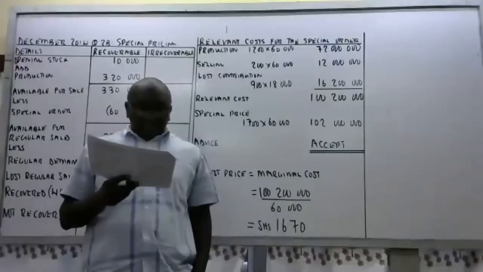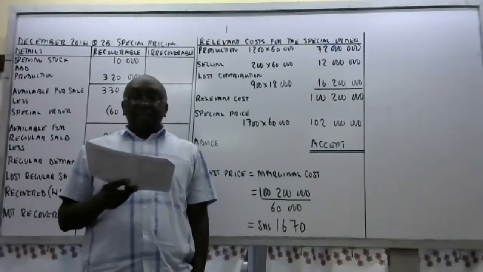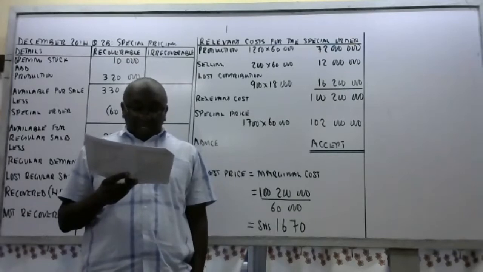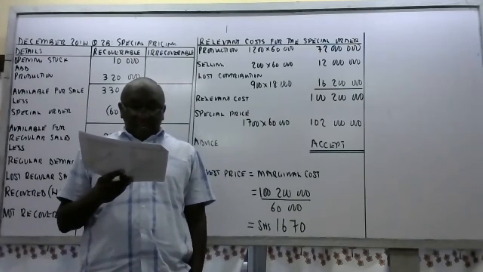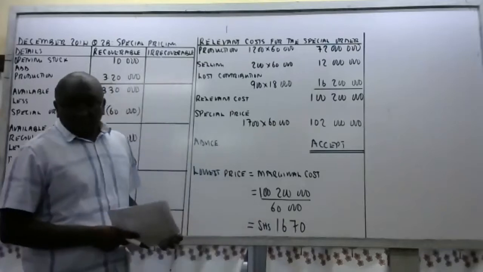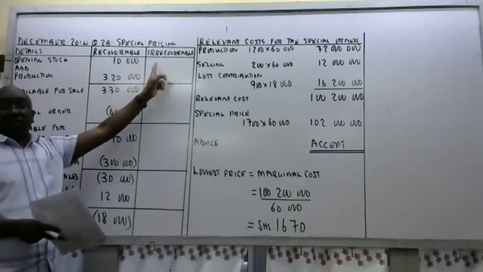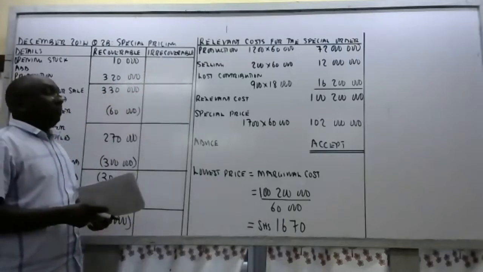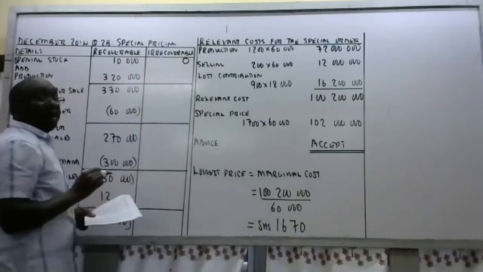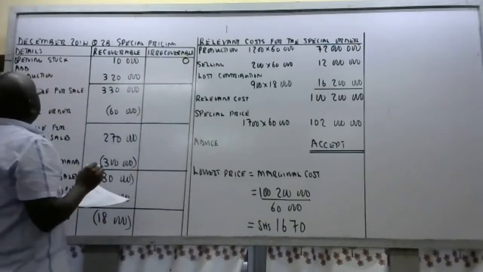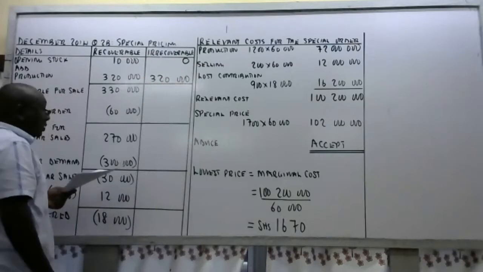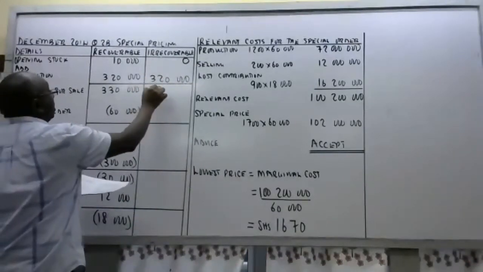Next is, suppose the special order is now for 50,000 units per month at 1,700 per unit for the entire year, and the expected regular sales are 300,000 water heaters per month with no beginning inventory and sales lost are irrecoverable. Advise the management on whether the offer should be accepted. So we come back to our table of the stocks. The opening stock is now 0. Production remains 320,000, so the available for sale is 320,000.